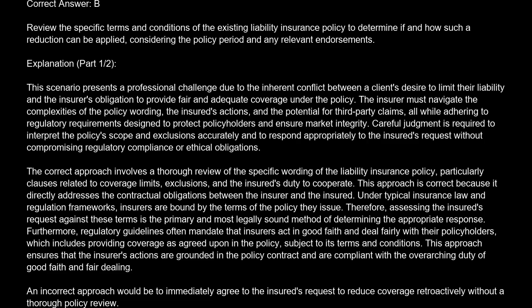The insurer must navigate the complexities of the policy wording, the insured's actions, and the potential for third-party claims, all while adhering to regulatory requirements designed to protect policyholders and ensure market integrity. Careful judgment is required to interpret the policy's scope and exclusions accurately, and to respond appropriately to the insured's request, without compromising regulatory compliance or ethical obligations.